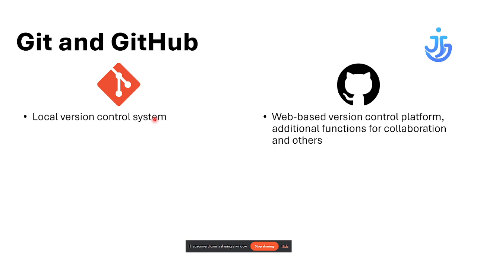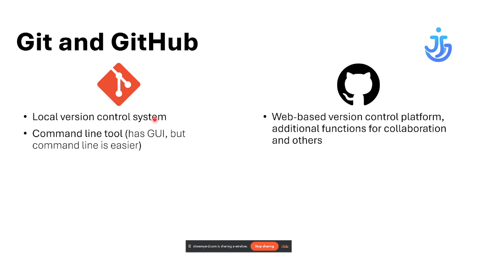Si GitHub naman, it's web-based. Meron din siyang additional functions for collaboration. Yes, version control siya, pero the functionalities of GitHub focus more on collaboration, tsaka meron pa siyang additional tools that you can use. Like you can even deploy something from GitHub. Ayan, GitHub Pages. Pwede kayong gumawa ng static pages nyo kay GitHub lang.